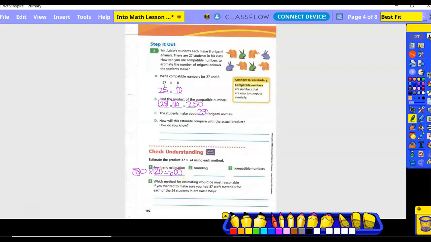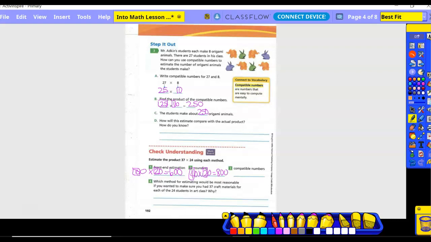What about rounding? That's where you decide if it's closer to which tens, right? Okay, so 37, would it be 30 or 40? 40, it's closer to 40, times 24, is it closer to 20 or 30? 20. So 4 times 2 is 8, and add 2 zeros.